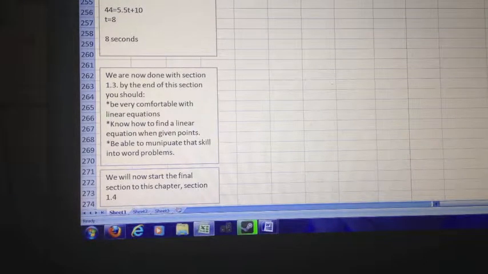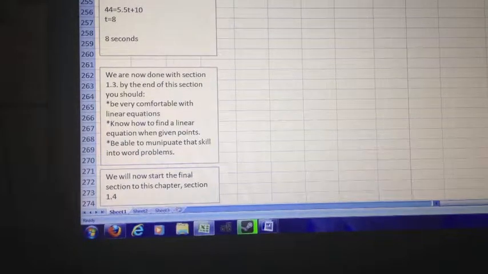We have now finished section 1.3. By the end of this section, you should be very comfortable with linear equations. You should know how to find a linear equation when given any set of points, and you should also be able to manipulate that skill into different types of word problems. So now we will start the final section to this chapter, which is section 1.4.